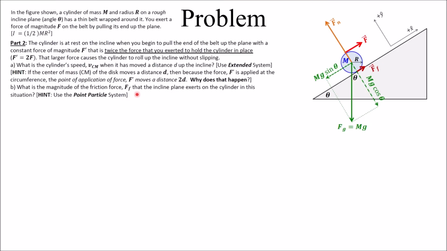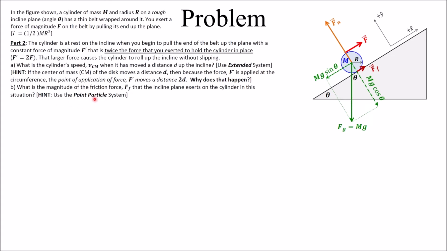So for part 2 now, we have the cylinders at rest, and we're going to begin to pull up here with twice the force that we exerted to hold it in place. So with a magnitude of F prime, which is equal to 2F. And so we got 2 different parts to this. One is what is the cylinder's speed when it is moved a distance d up the incline. We can use the idea of an extended system there.